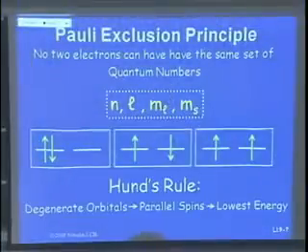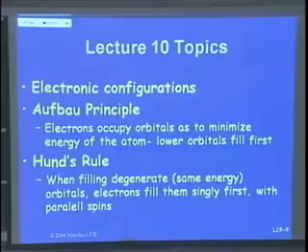So this is Hund's rule. Let's see. Parallel spins first in the lowest orbitals. Okay, so that means this and this is not good. All right, so that everybody knows that, I think.